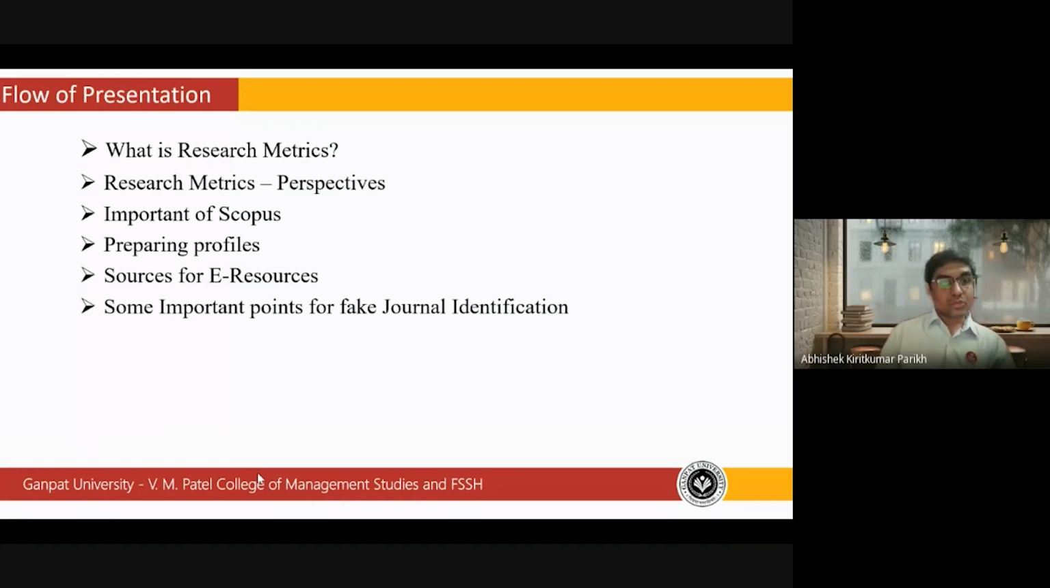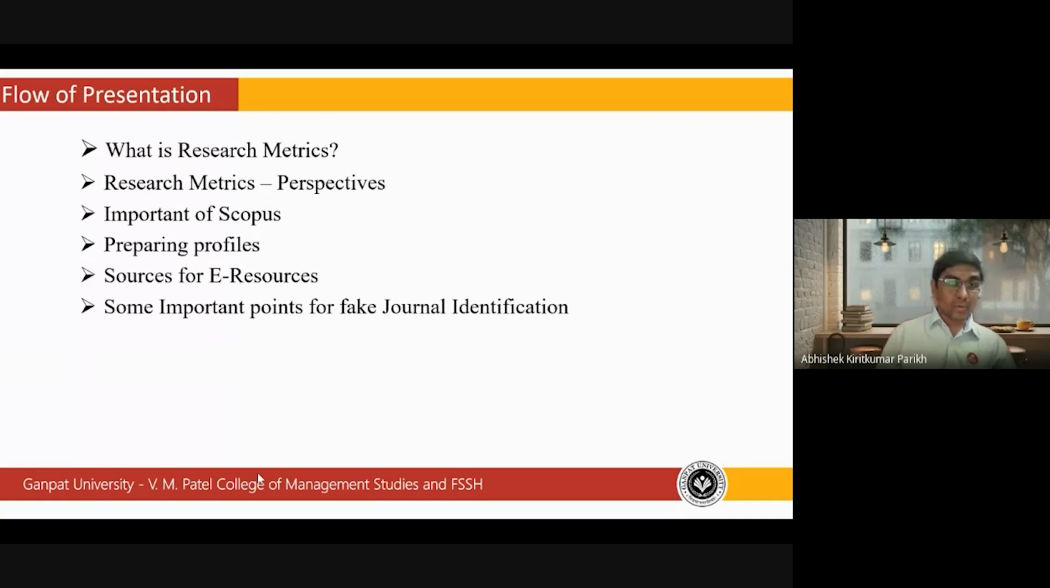Then the importance of Scopus, we will try to understand preparing a profile in Scopus or say in Publons, Google Scholar. That also we will discuss. Some sources like Google Scholar or EBSCO, we'll try to understand those sources of e-resources also.